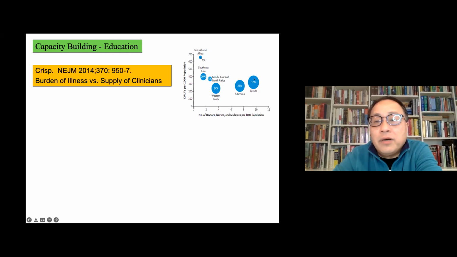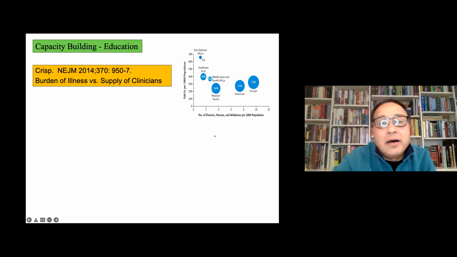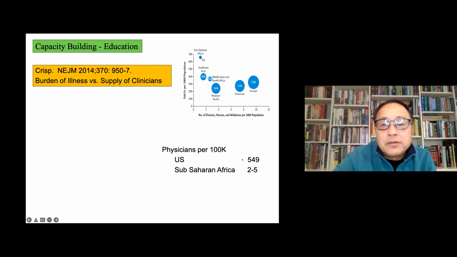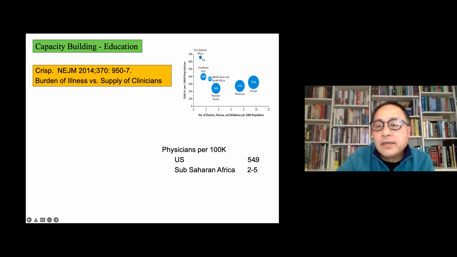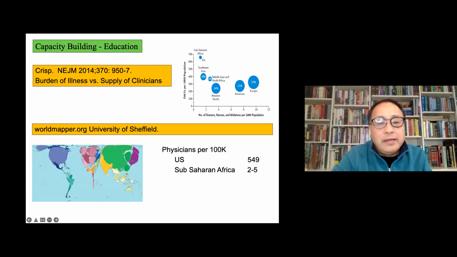And as you can see, Europe, Americas, and then the Western Pacific is actually quite big, with a fair number of clinicians. But you can see sub-Saharan Africa stands out as a very tiny bubble among all the supply of doctors, nurses, and midwives in the world. Again, just getting into a little more numbers here. So this is the data of just the physicians per 100,000 people in the US. It's 549, and sub-Saharan Africa, as you can see, is less than 1% of the supply that is available in the US. And this is the same theme, but a different visual representation.